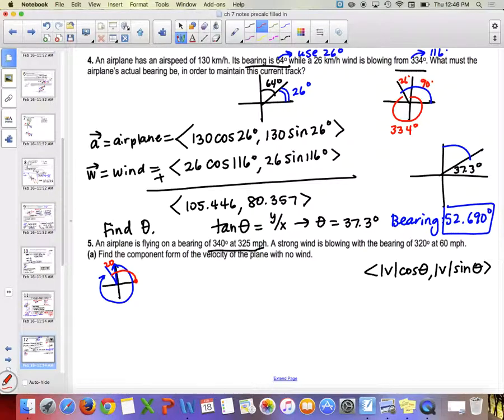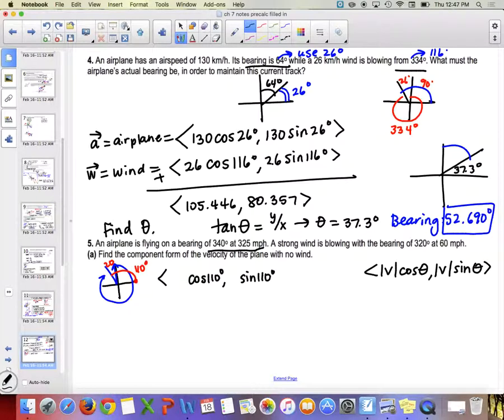So 70? Not 70. What's it going to be? It'd be 110. 110, exactly. So it's going to be 110. So if you want to cross it out and write 110 degrees or something so you remember that, that's fine. You can do that if you're worried that you're going to get confused. So we're definitely going to have a cosine of 110 and we're going to have the sine of 110.